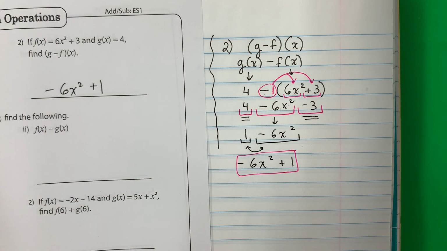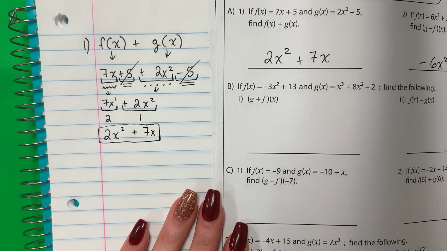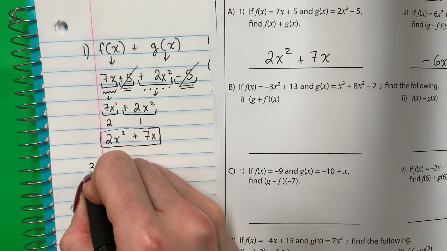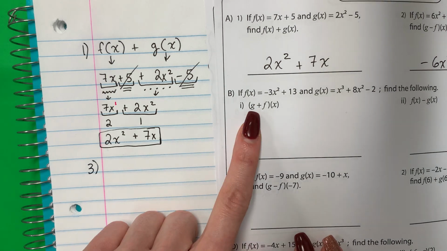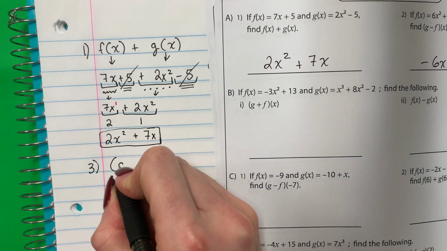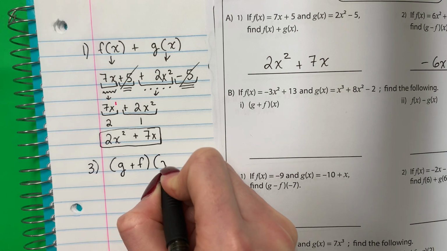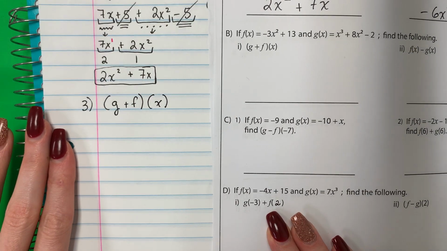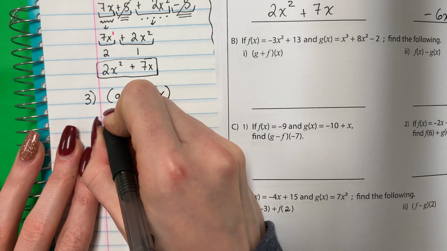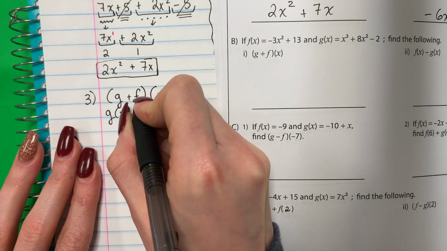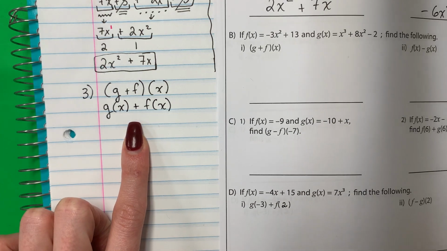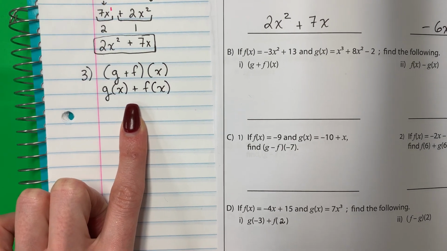Okay, we're going to go ahead and do B. Well, question 3, I'm sorry. So B, number 1. I'll call it number 3, though. Okay, so for this question, I have G plus F of X. What's another way to write this? There's another way to write that, right? It's just G of X plus F of X, okay? So I like to write it like this. In my opinion, it's easier.